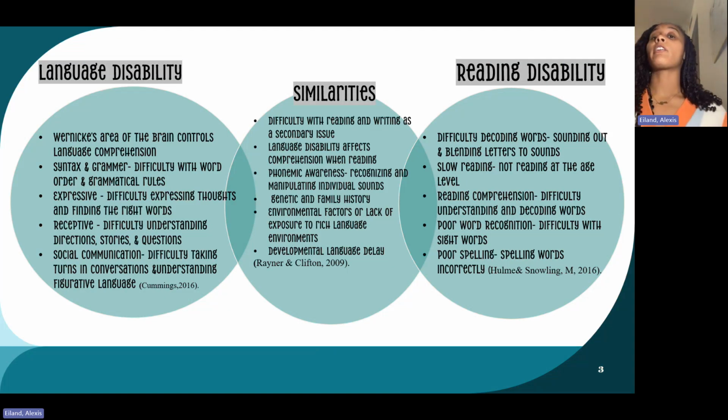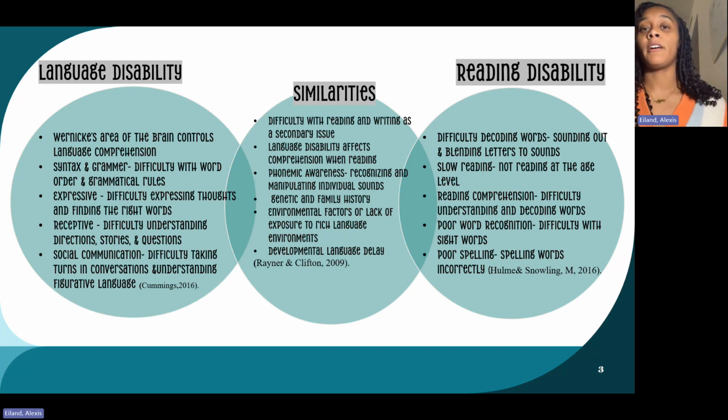Now, taking a look at comparing and contrasting language versus reading disabilities, as well as some of their similarities. Let's start with language disabilities. In the brain, the Wernicke's area controls language comprehension. If there's any damage or trauma to that area, someone can have a language disability as a result. That person may have issues with syntax and grammar, which is difficulty with word order and grammatical rules. So they may say something like, "watch football halftime show," instead of "I watch the halftime football show."